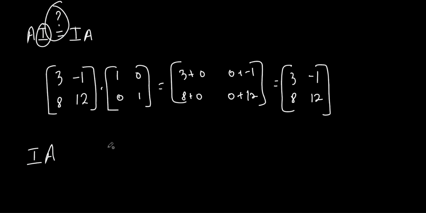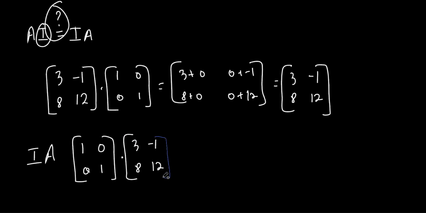Let's go I times A. So we're going to go 1, 0, 0, 1, and then multiply it by that same matrix, 3, negative 1, 8, and 12. All right, so here we go. Let's do it. 1 times 3, 3. 0 times 8, 0. It's just a 3. All right, 1 times negative 1, which is what? Negative 1. 0 times 12 is just a 0.